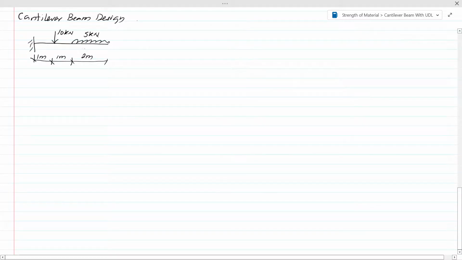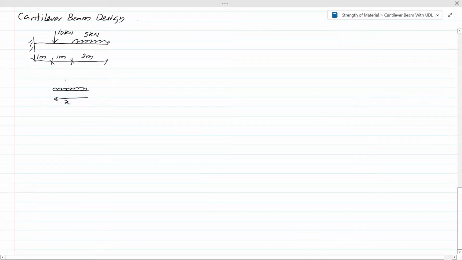As you can see here, there are three segments in this beam. One segment has a uniformly distributed load, one segment has a point load, and there are two segments with no other loads. So we consider each segment separately to calculate the bending moment and shear forces. First we consider the part with the uniformly distributed load. There we consider x distance from the edge.